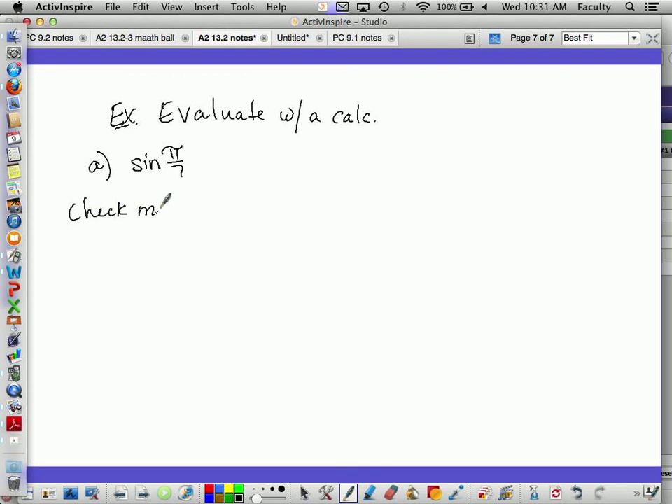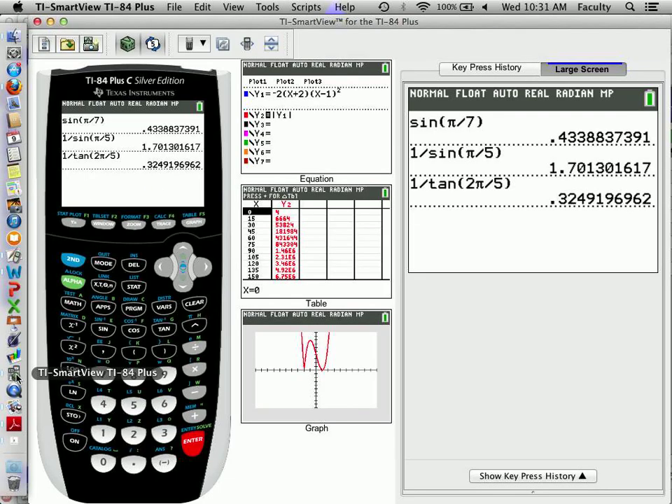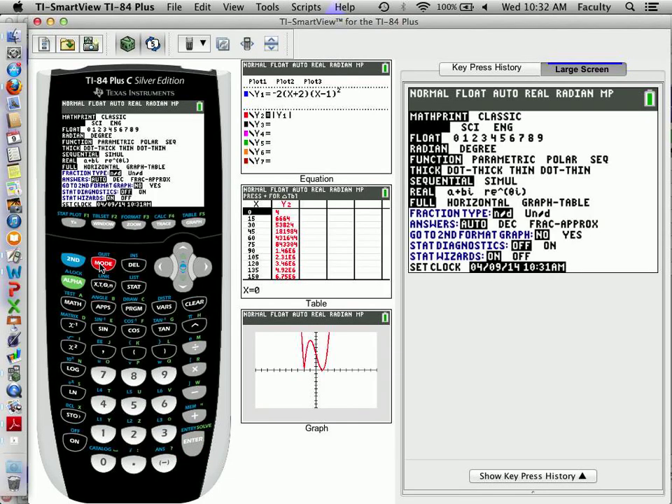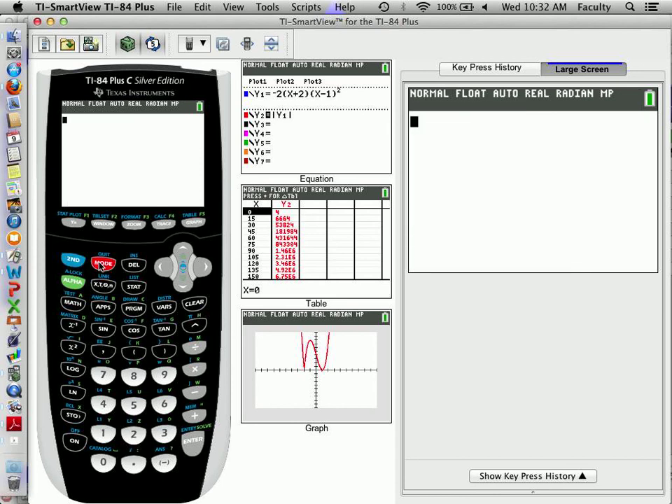Check your mode. You hear me say that often. Now you guys are going to hear it the rest of the school year. So we're going to press mode and change it back to radians. Sometimes you're going to be in degree mode and sometimes in radians, and you should check often, are you in the right mode? Then we're going to take the sine of pi divided by 7 and press enter. Let's round to 3 decimal places. So that's 0.434.